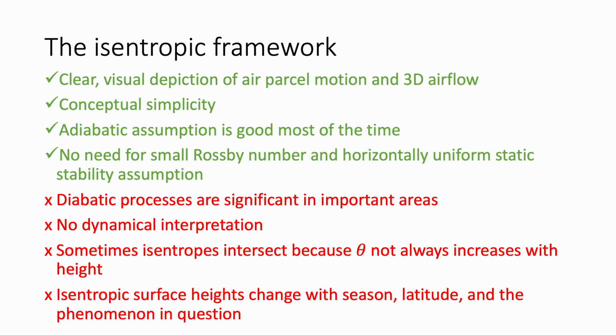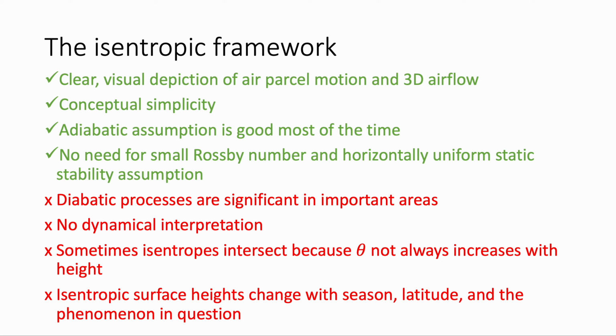And also, this does not require stringent approximations like small Rossby number or horizontally uniform static stability. It's far less restrictive in many ways than the QG approximation. So when QG fails and it doesn't give you the right answer, or it gives you some ambiguous answer, isentropic analysis is your next best bet, I guess.